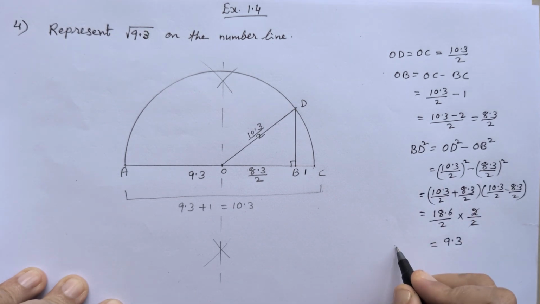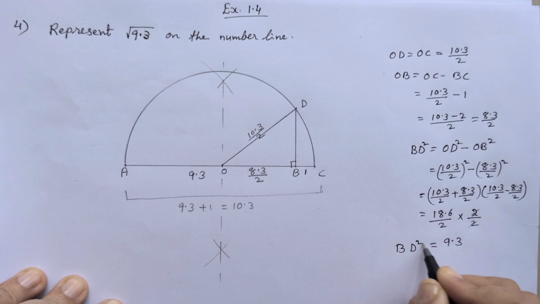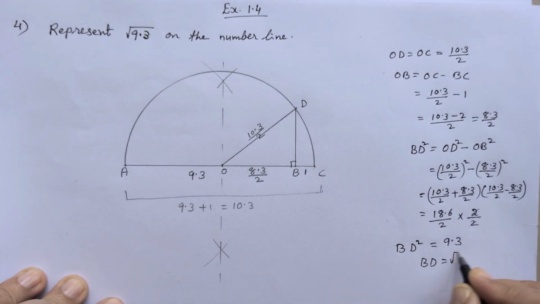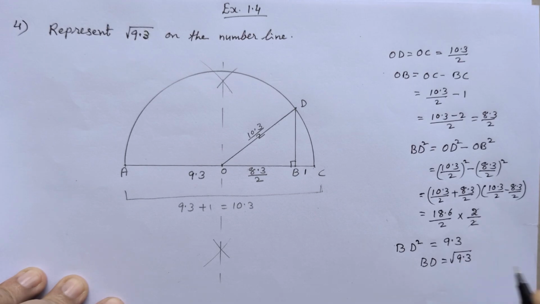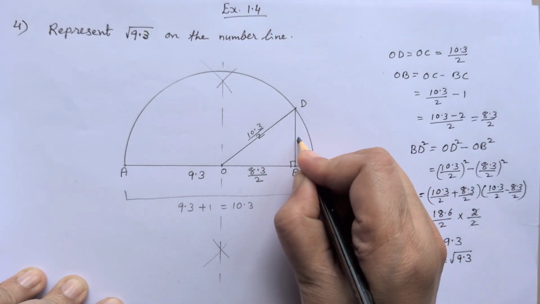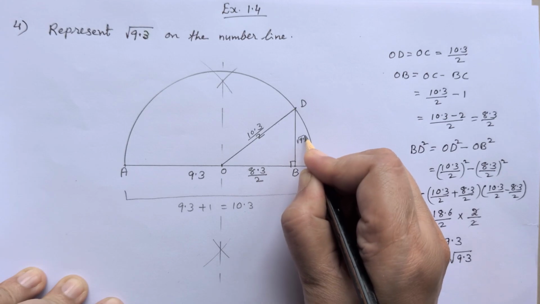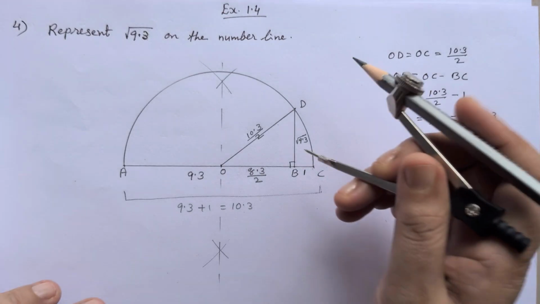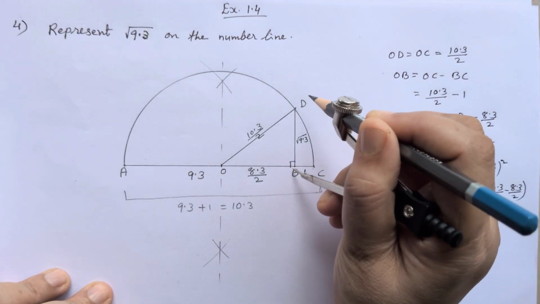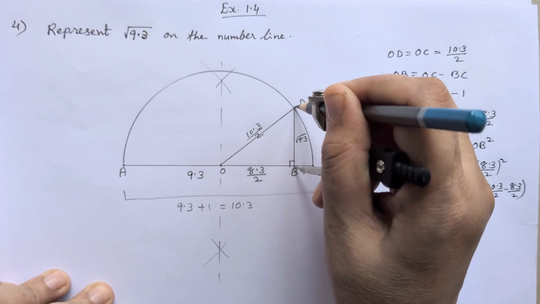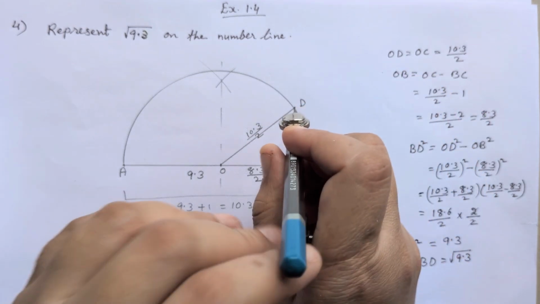What we got? BD square is equal to 9.3. Then BD is equal to root of 9.3. Now we got the length BD is equal to root of 9.3, the same as the length we need. Next we have to take BD as the radius and B as the center.